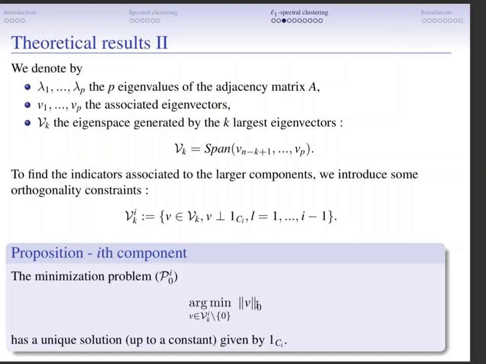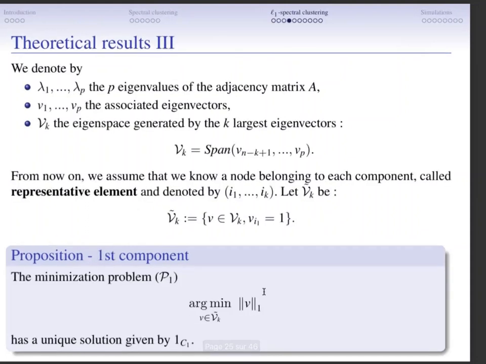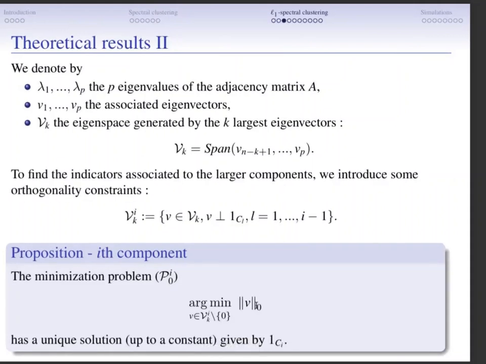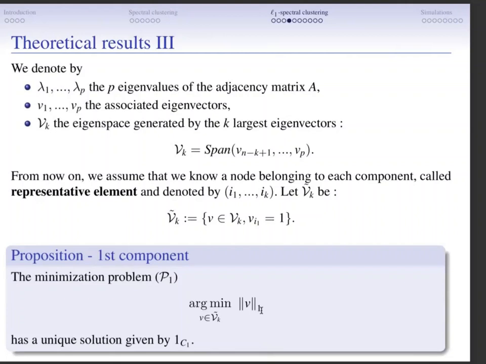So what you usually do is replace the L0 norm by the L1 norm here. And of course, you want to show that these two problems are equivalent. You can show that they are equivalent if you assume something else: you have to assume that you know at least one element belonging to each component. So from now on, we assume that for each component you want to find, you know at least one node belonging to it.